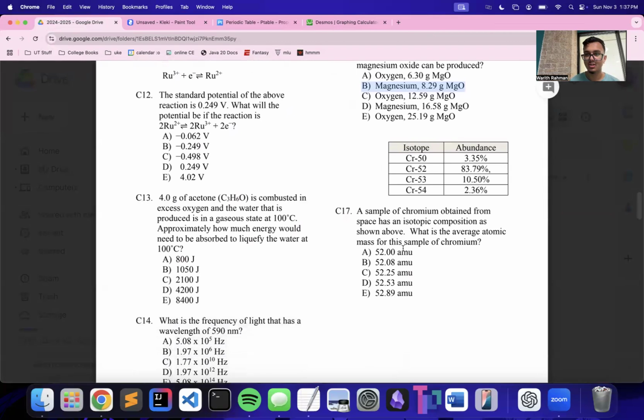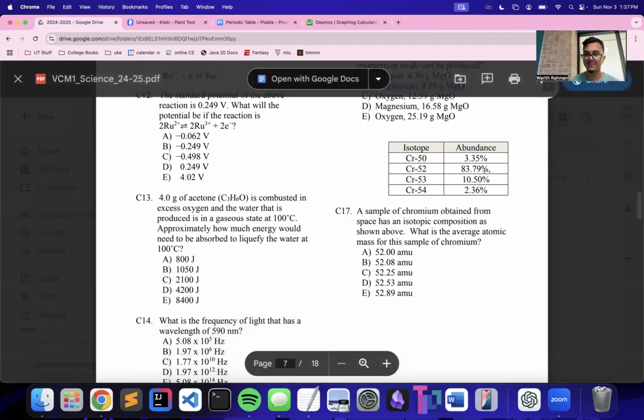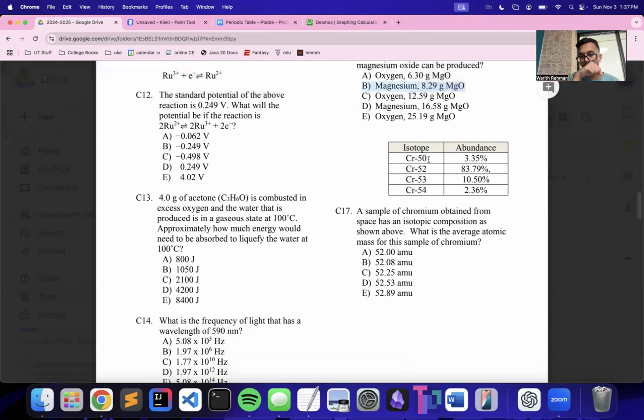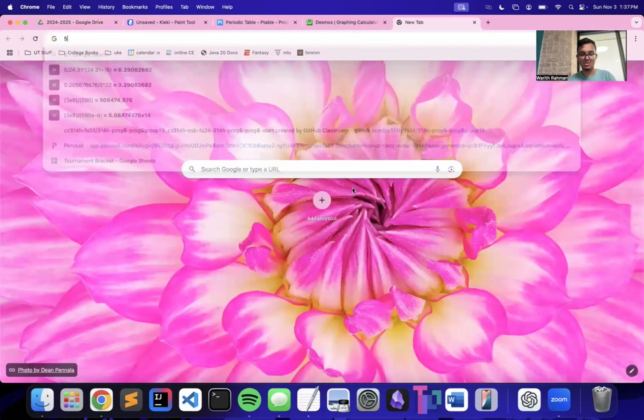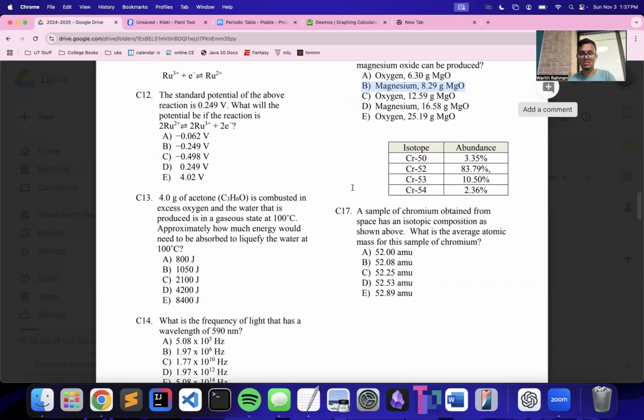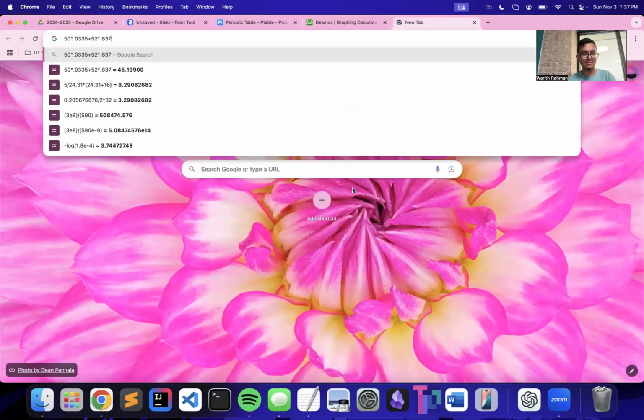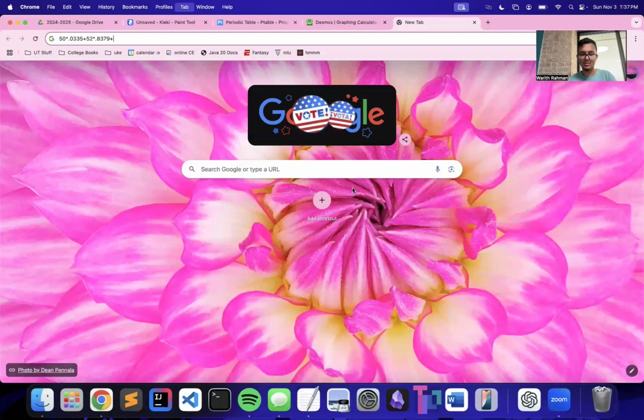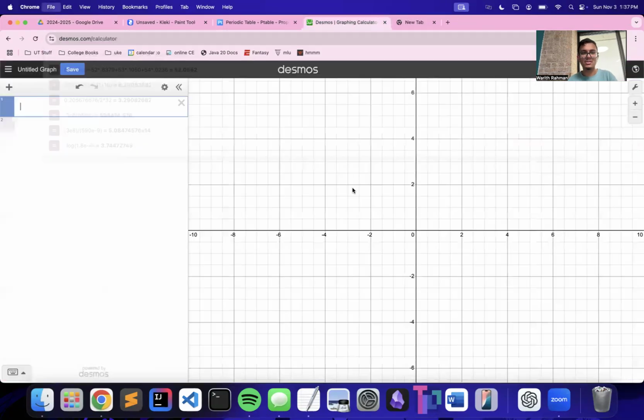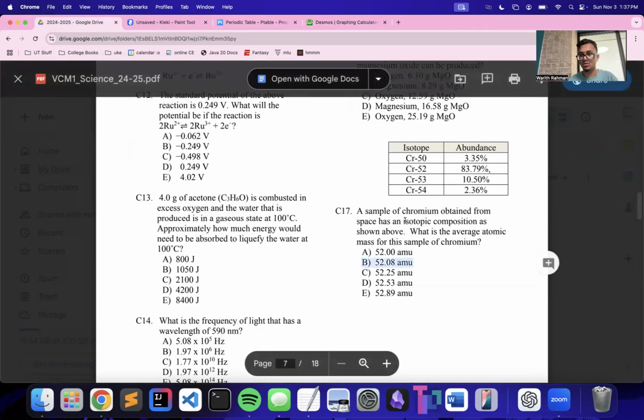Okay, C17. This one, honestly, even if you don't know chemistry, you can probably figure it out. We're just saying that 3.35% of chromium isotopes, for example, have a molar mass of 50, and so forth for 52, 53, and 54. So all we have to do is just multiply all of these together. So 50 times 0.0335 plus 52 times 0.8379, then adding the other two values, we get 52.08 AMU as our answer.